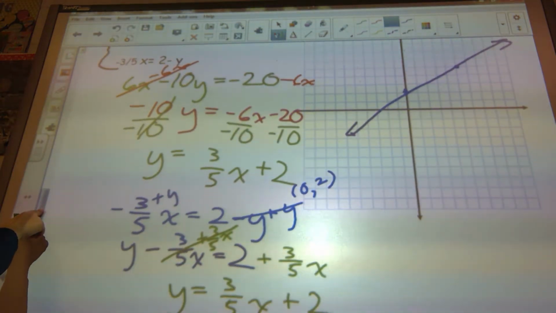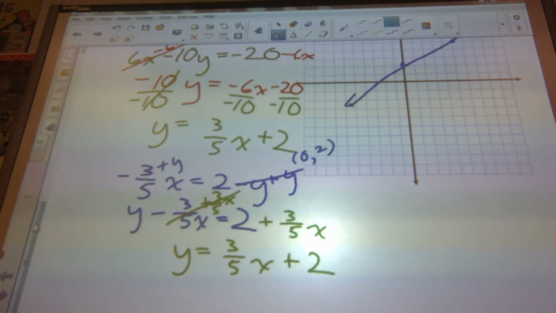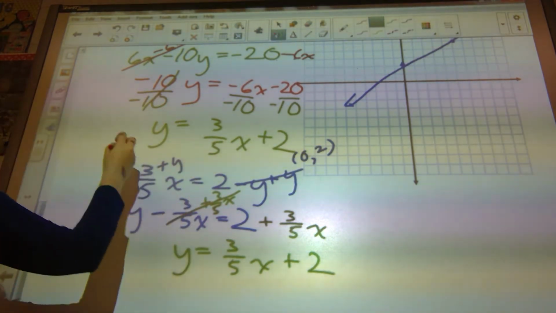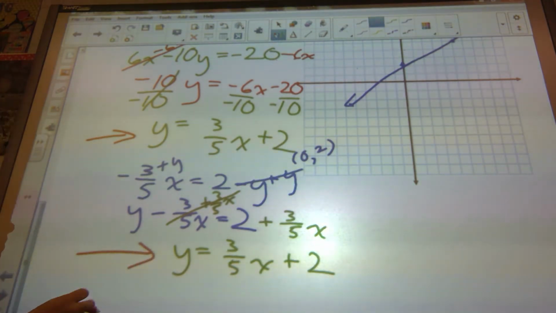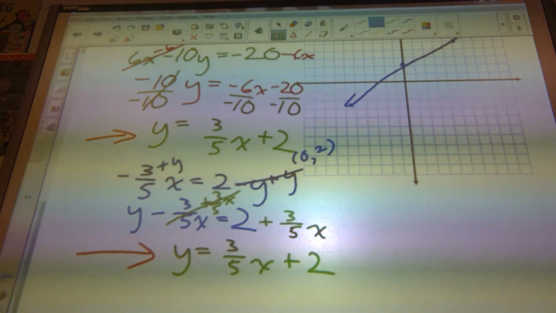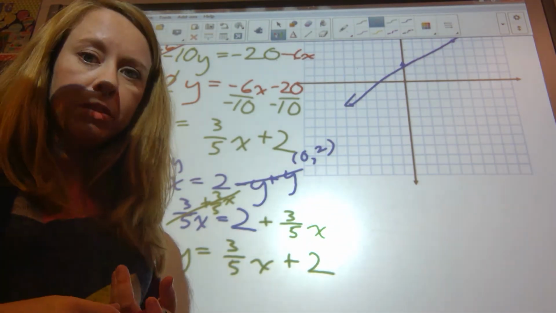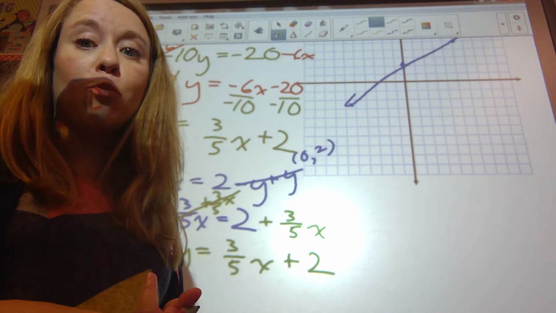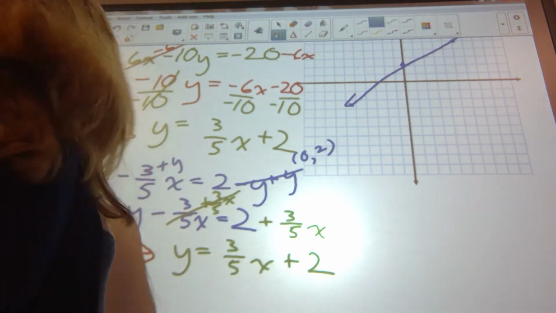All right, what do you notice is going on here? Here is our first line. Here is our second line. They are exactly the same. So they have the same slope. They have the same y-intercept. So guess what, guys? It's the same line.